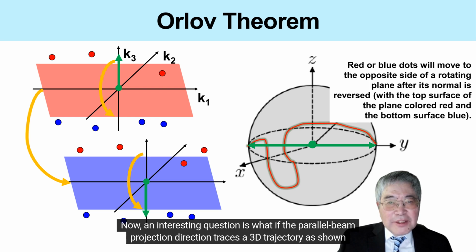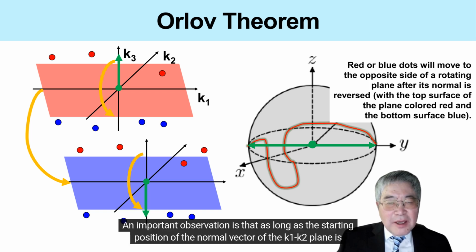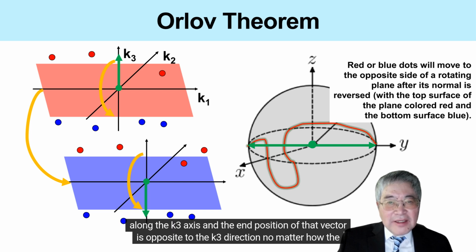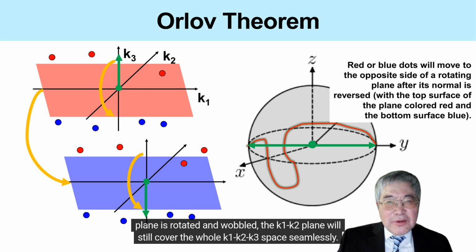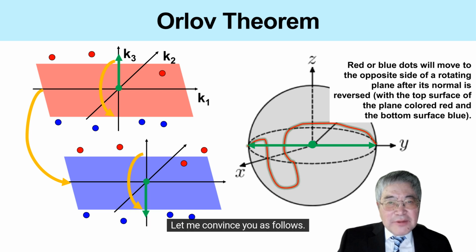Now, an interesting question is, what if the parallel beam projection direction traces a 3D trajectory as shown on the right? An important observation is that as long as the starting position of the normal vector of the K1, K2 plane is along the K3 axis, and the end position of that vector is opposite to the K3 direction, no matter how the plane is rotated and wobbled, the K1, K2 plane will still cover the whole K1, K2, K3 space seamlessly. Let me convince you as follows.